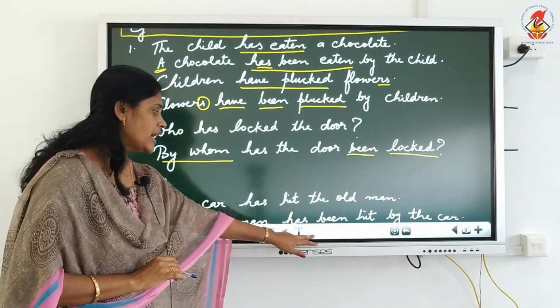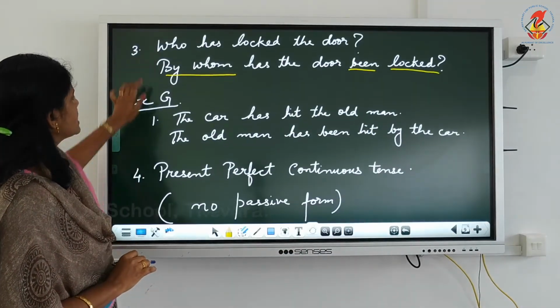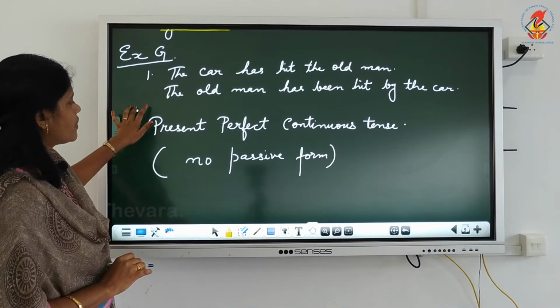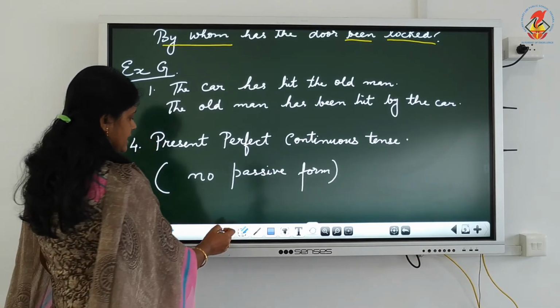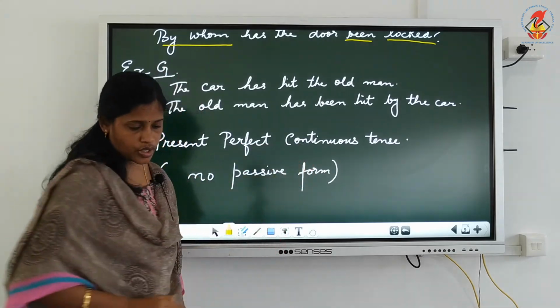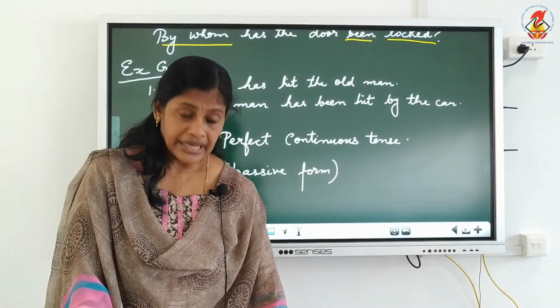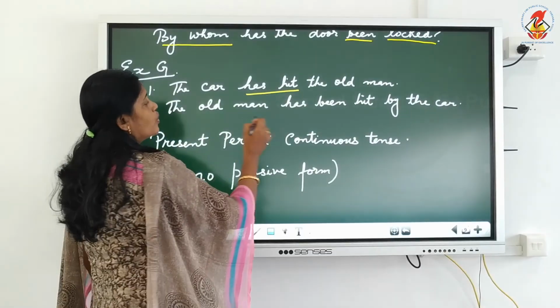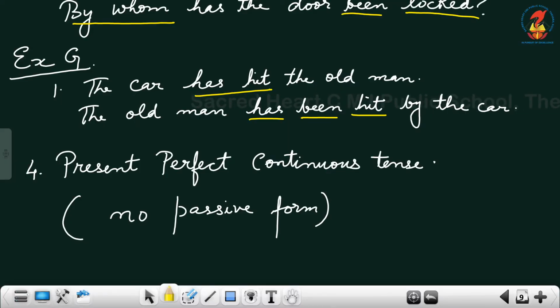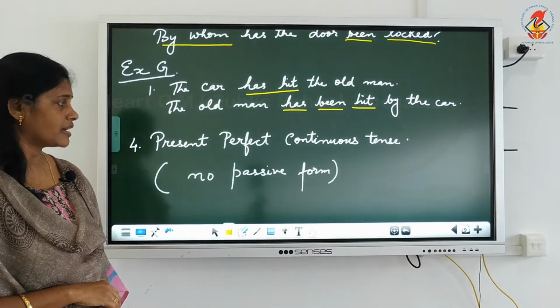Remember, children, these are important rules. Now let's see one or two examples from your textbook. Let's take the G exercise in your textbook given on page number 118. The first example, the car has hit the old man, already given in present perfect form. The old man has been hit by the car.